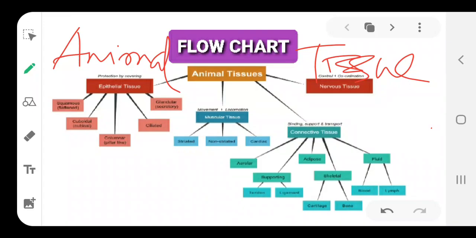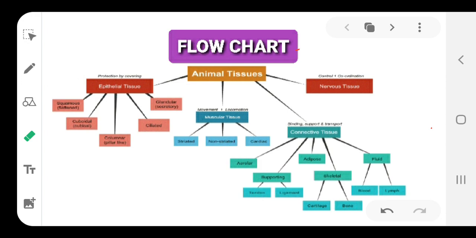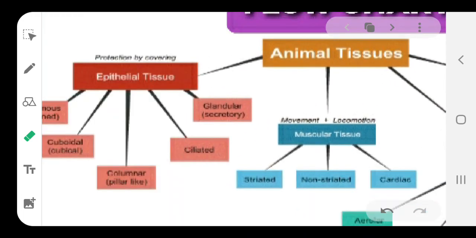Please look at today's tutorial on animal tissue, as you can see on the screen board. Again, I request you all to keep your textbook, notes copy and pen or pencil with you so that everything we cover in this tutorial is understood. Okay, let's begin. As far as animal tissue is concerned, we can divide it into some parts.